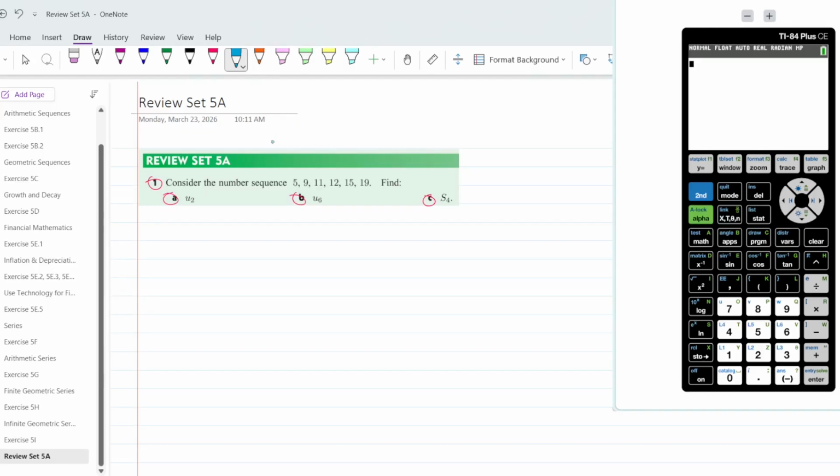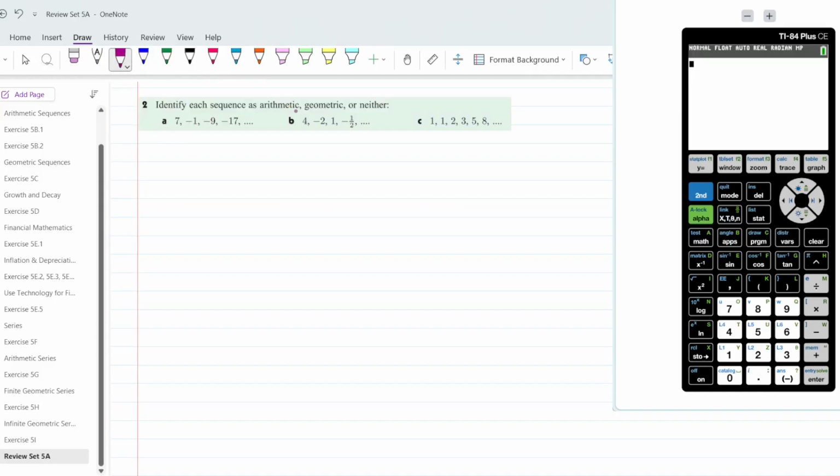Today we are going to solve problems from review set 5A. Consider the number sequence 5, 9, 11, 12, 15, 19. Find U2. So we know this is U2, this is U6 and S4 is the sum of these four terms. I'll leave it for you to solve on your own. I'll go to the next problem.